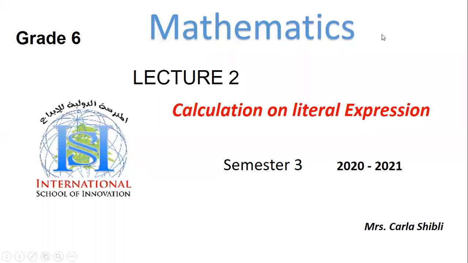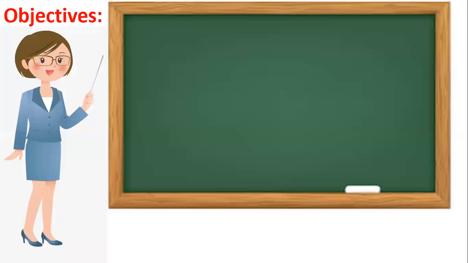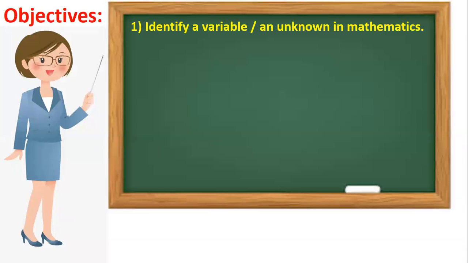As you still remember, on Monday we started our lesson together, which is calculation on literal expressions. Let us remember what we talked about in this lesson. First, we identified a variable or an unknown in mathematics. We said, what do we mean by a variable or an unknown?